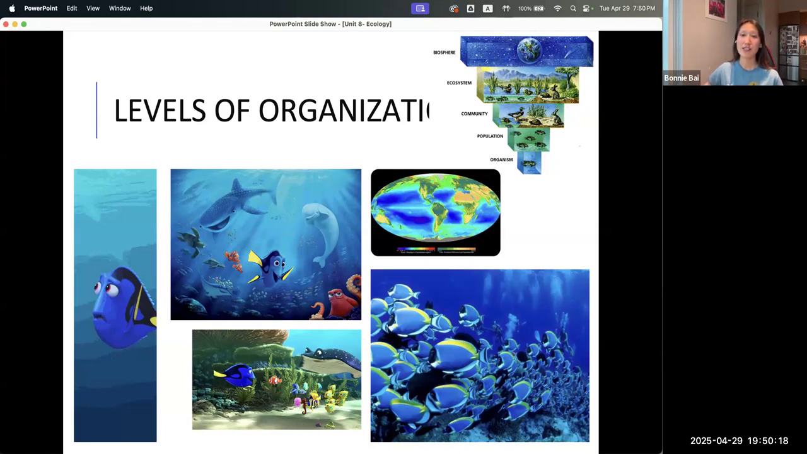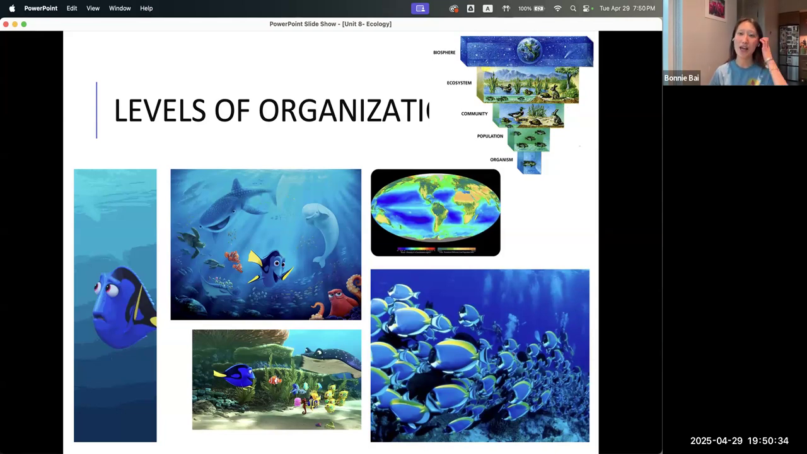Same species living in the same area. So like all the blue tang fish within one part of the ocean, they're all traveling together. They're all interacting with each other. They might be mating with each other. Well, they have to be. So that's population, one species.